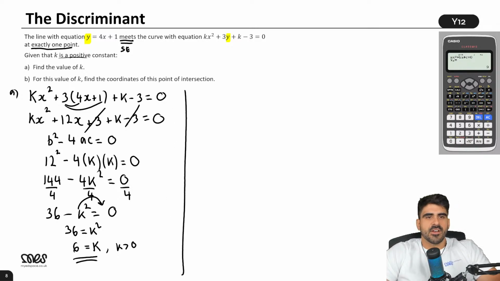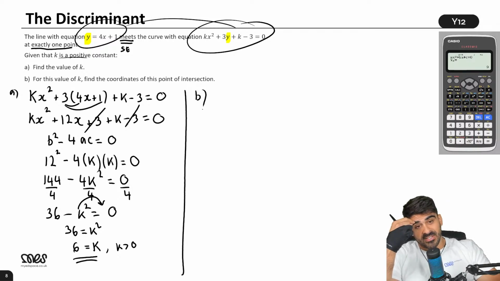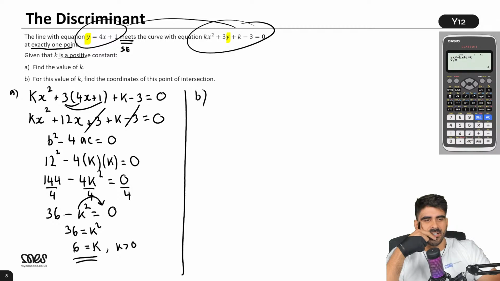Now, for this value of k, find the coordinates of this point of intersection. So find where these two meet, given that k is 6. Now, what do we do with this k is 6? What do we do with that value? How do we use that k is 6 to find the coordinates of intersection, where those two things met? Plug it in where? Where do we plug it back into?